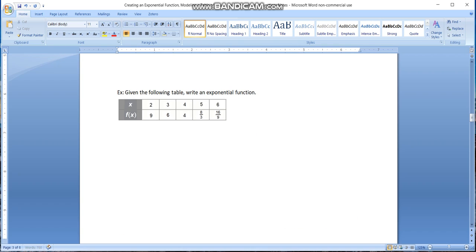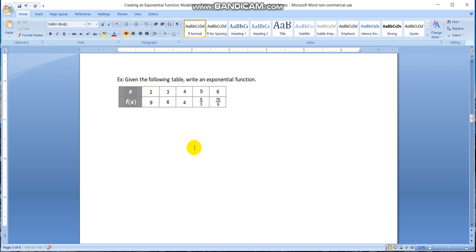Okay. So it says, given the following table, we want to write an exponential function. Same idea here, we need to consider a common ratio between each of these terms. Some of you might have a hard time doing that. So what I suggest is you can just take the second number and divide it by the first. So 6 divided by 9. 6 divided by 9 is the same thing as 2/3.